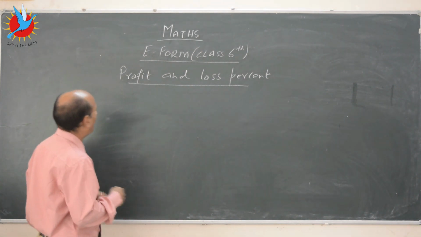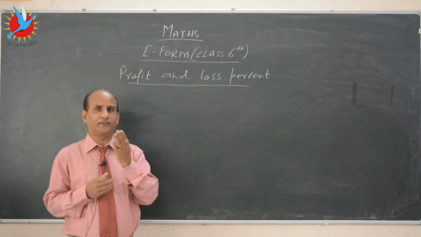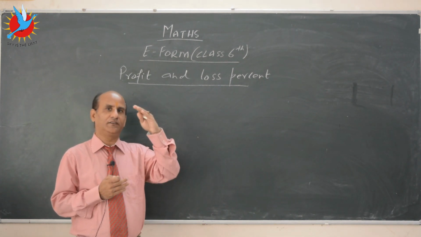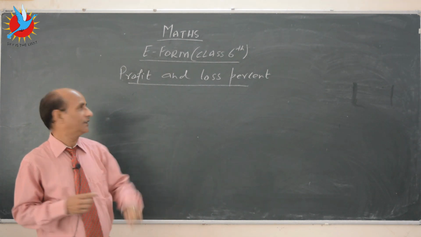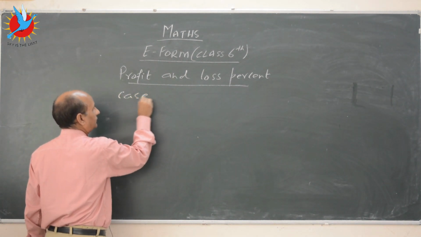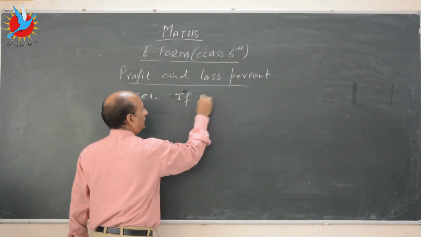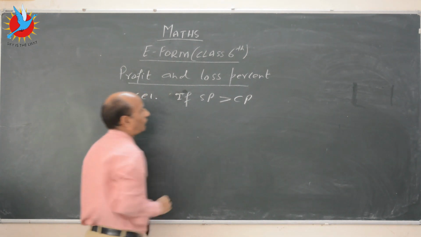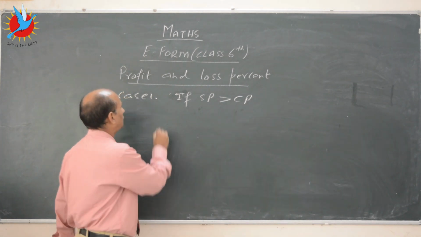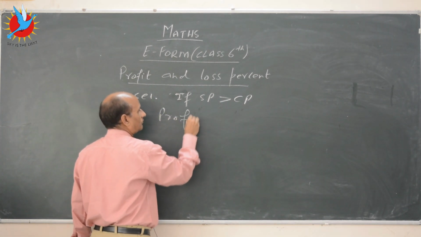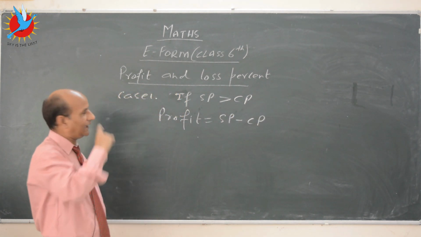So we know how to find the profit on the basis of selling price and cost price, and I told you the three conditions: when you will get the profit, when you will get the loss, and when there is no profit and no loss. So the first case, when SP is greater than CP, when selling price is greater than cost price, then in that case you have profit, SP minus CP. This formula I have already told you.